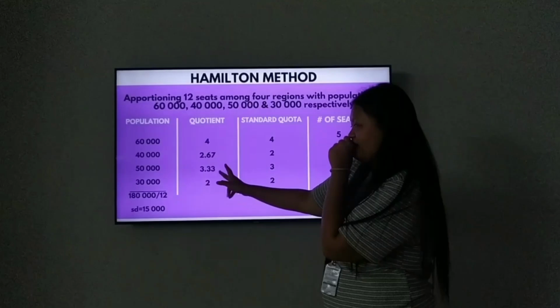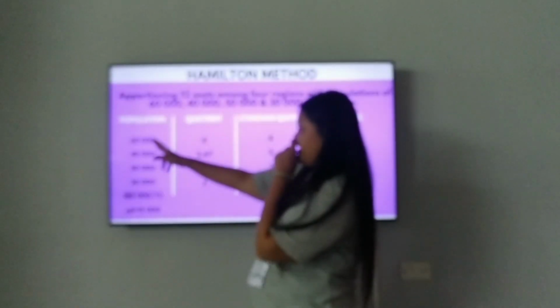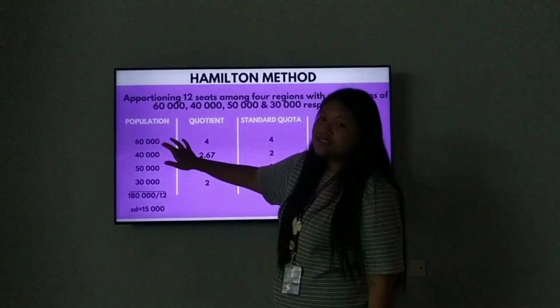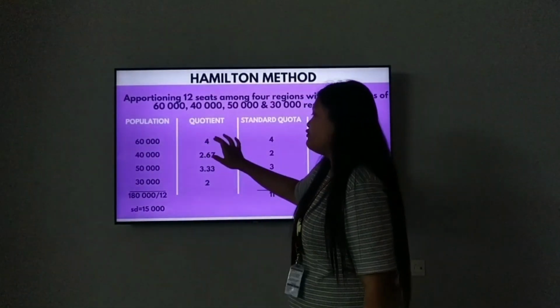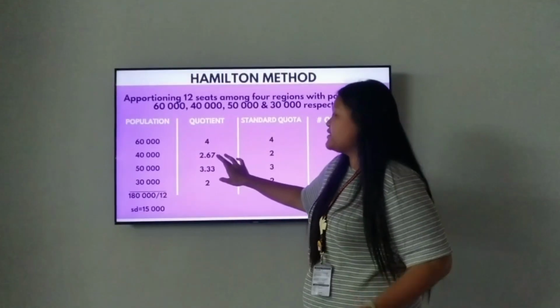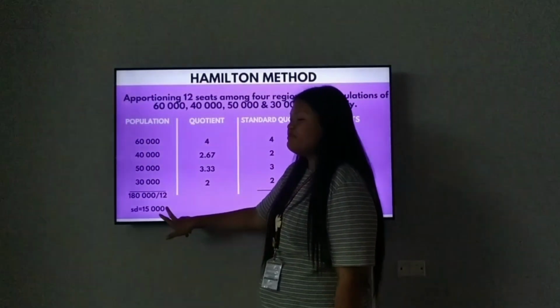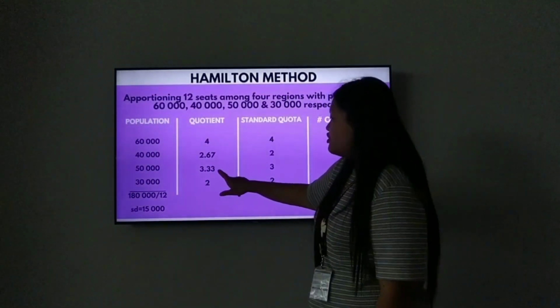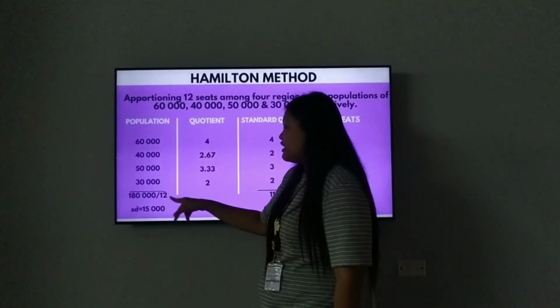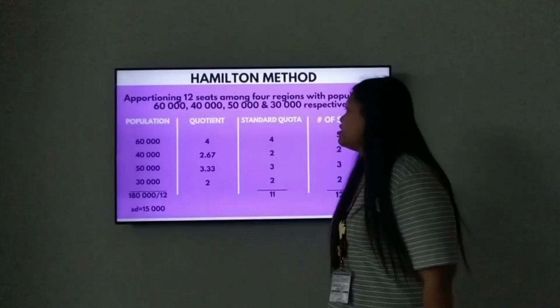To get the quotient, we divide our population by the SD, which is 15,000. So 60,000 divided by 15,000 is 4. 40,000 divided by 15,000 is 2.67. 50,000 divided by 15,000 is 3.33. And 30,000 divided by 15,000 is 2.